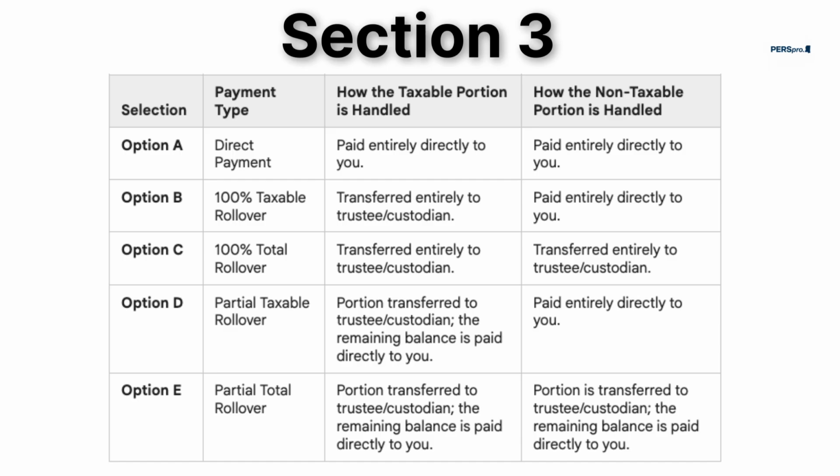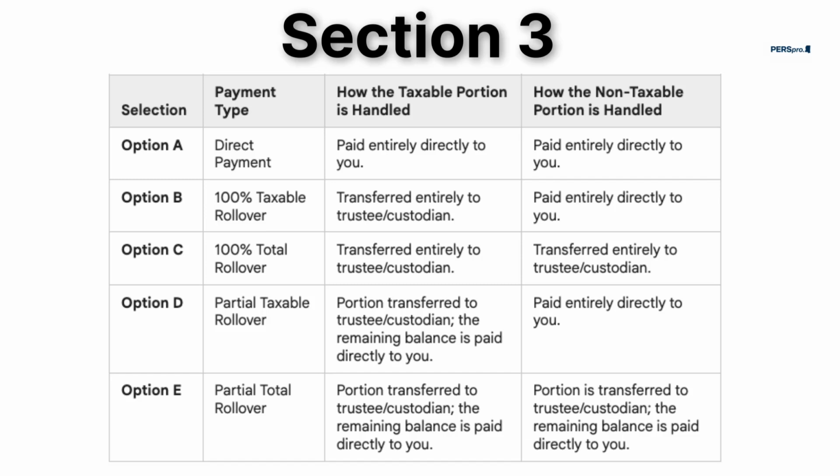Option D, partial direct rollover transfer of taxable distribution. PERS will directly transfer only some of the taxable portion of the partial lump sum to a trustee or custodian of an eligible retirement plan. The remaining taxable portion, plus any non-taxable portion of the partial lump sum, would be sent directly to you.